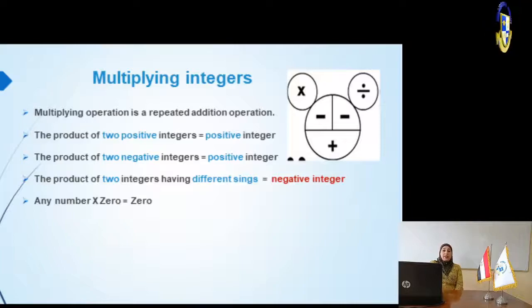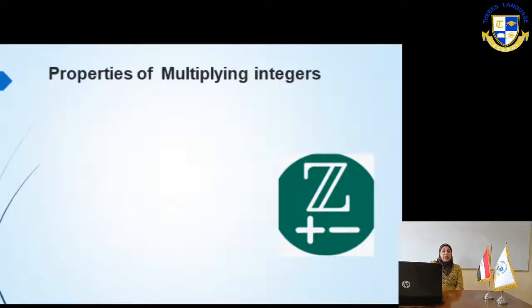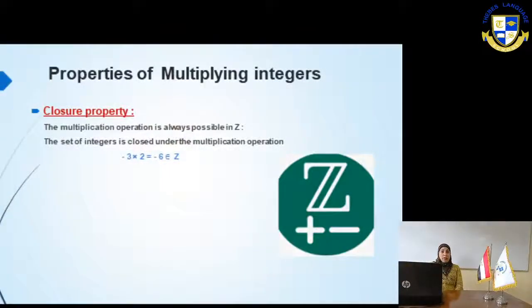Here we have some properties of multiplying integers. We will start with the closure property, which means if I multiply any two integers, the product of them must belong to the integers. For example, if I multiply negative 3 by 2, the answer is negative 6. So, negative 6 belongs to the integers because it's a negative integer and all the negative integers belong to the integers.